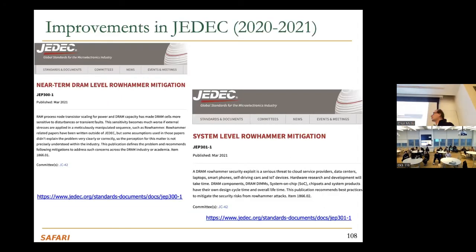Okay, so these 2 works that were published in 2020 actually triggered a lot of churn in JEDEC. JEDEC is the major place where standards of DRAM, for example, are discussed. And they finally released these RowHammer mitigation papers, which are interesting, but I don't think they say much, let's say.